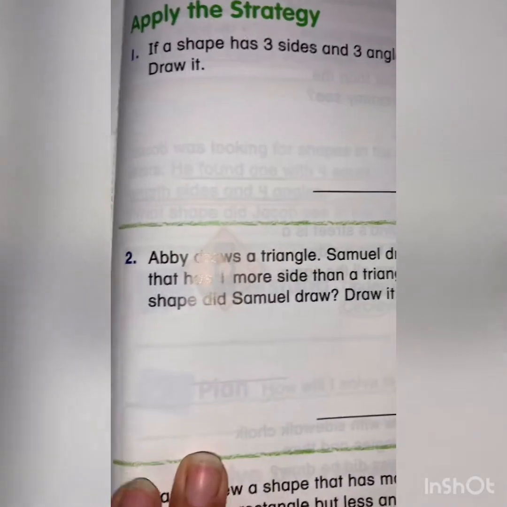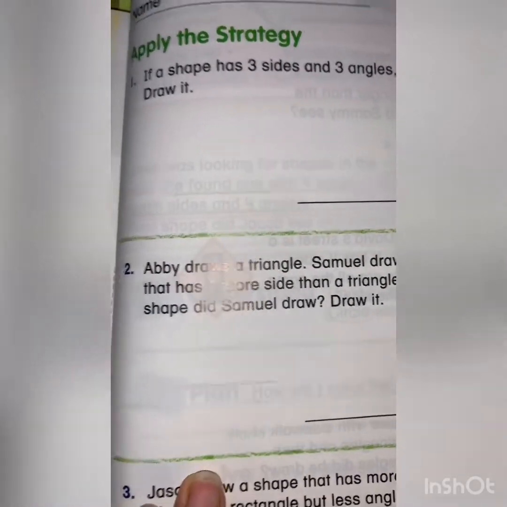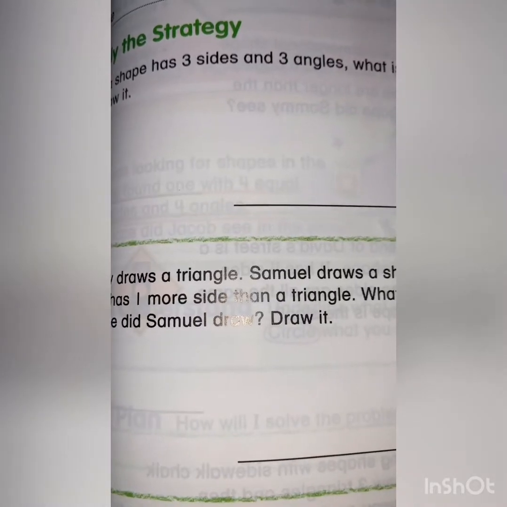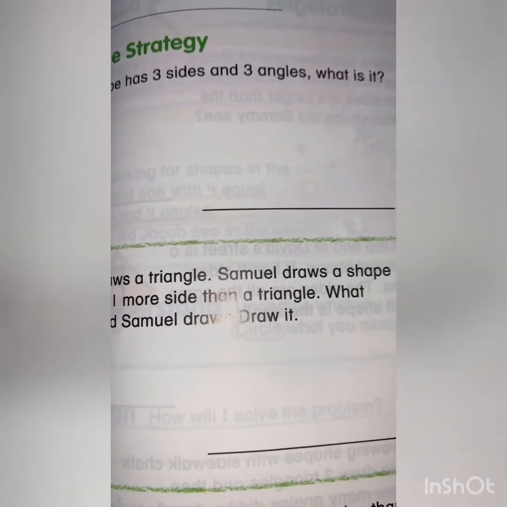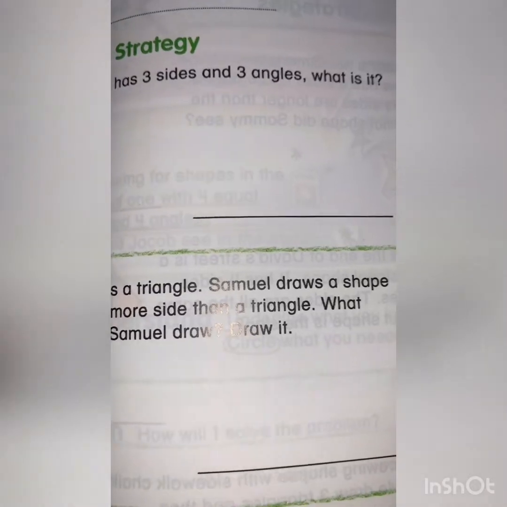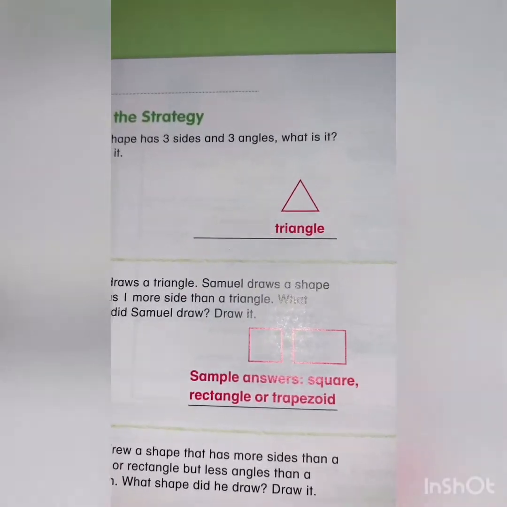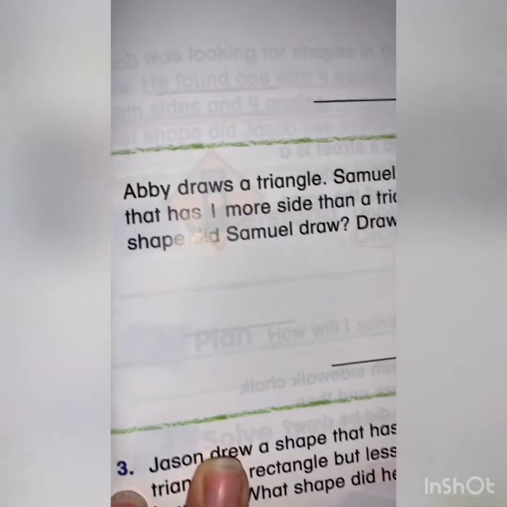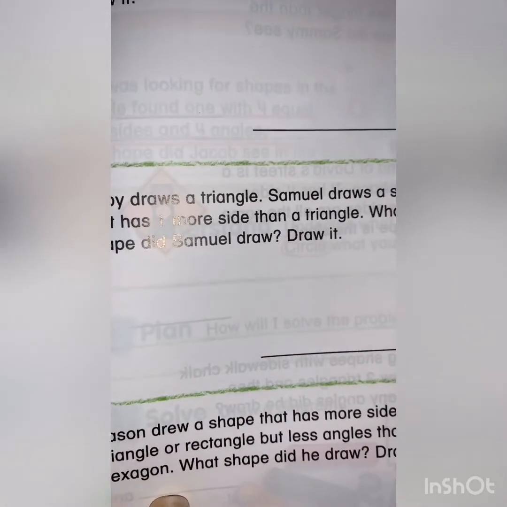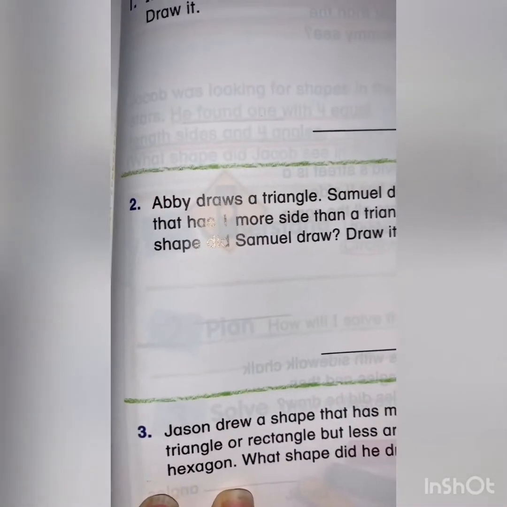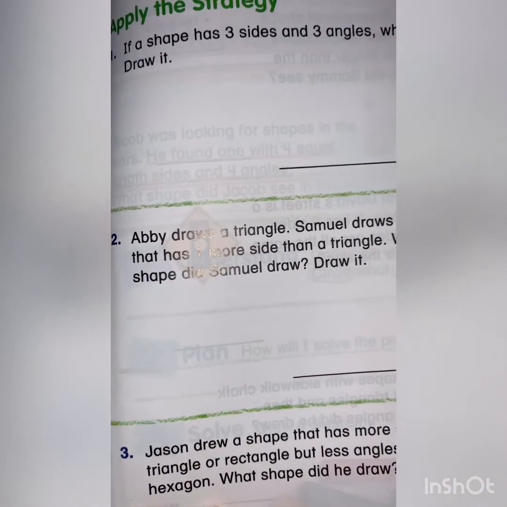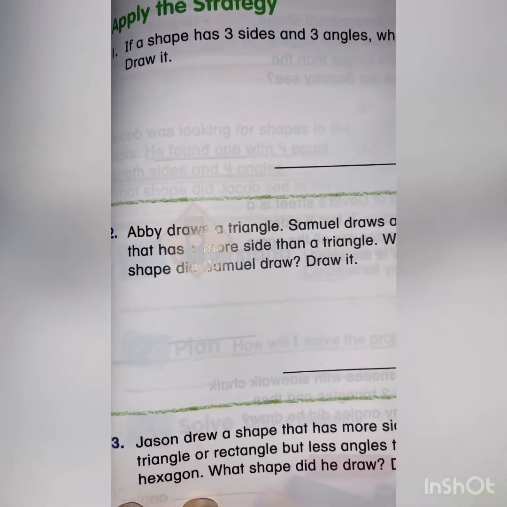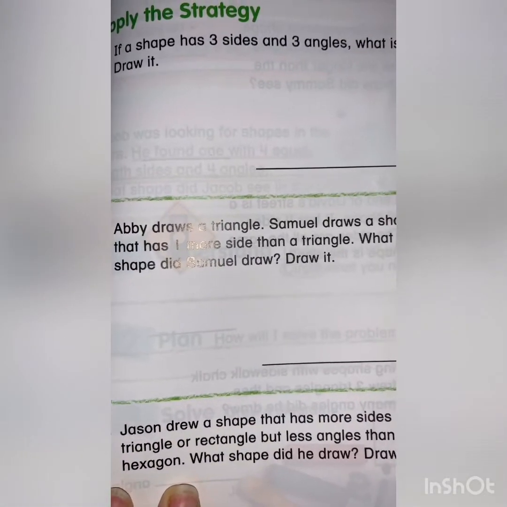Concerning page 753, here we have number 1. If a shape has 3 sides and 3 angles, what is it? We have only one shape that has 3 sides and 3 angles, which is, yes, triangle. As for number 2, Abby draws a triangle. Samuel draws a shape that has one more side than a triangle. So it means that it has 4. So what shape did Samuel draw?